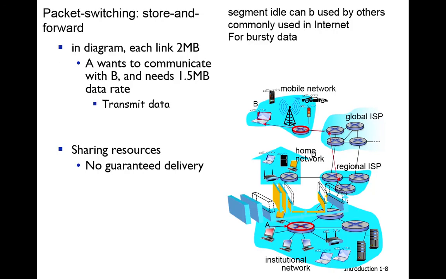What do we mean by bursty data? Sometimes the user sends data and sometimes the user doesn't send data. Sometimes the user sends a large amount of data, sometimes the user sends a smaller amount of data. The internet uses packet switching technology, because on the internet sometimes the user is sending data and sometimes it is not sending data.